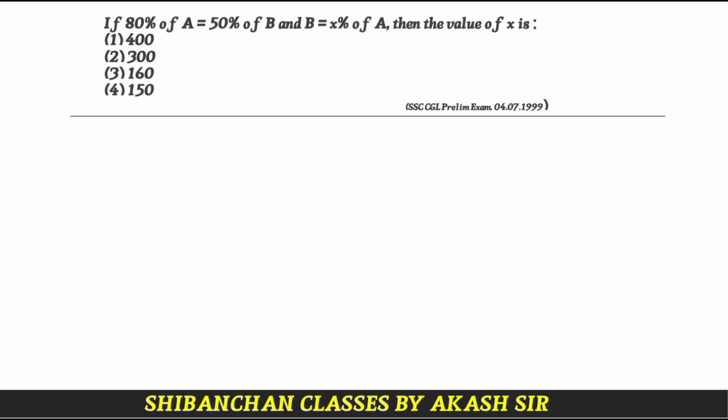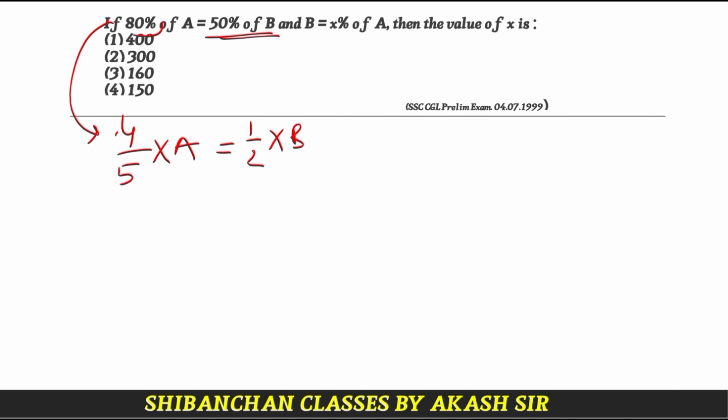If 80% of A equals 50% of B and B is x% of A, then the value of x is? 80% means 4 by 5 of A. That means 4 by 5 into A equals 50% of B, means 1 by 2 into B. Clear? Now I simply converted this percentage value into a fraction and I got 4 by 5. Okay, 50% means half, like this.